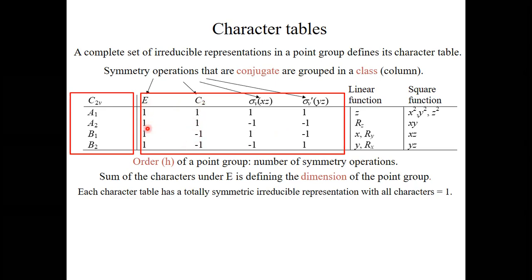For the identity, they're all 1. For C2, we have 1, 1, minus 1, minus 1. For sigma v, we have 1, minus 1, 1, minus 1. And for sigma v prime, we have 1, minus 1, minus 1, 1.